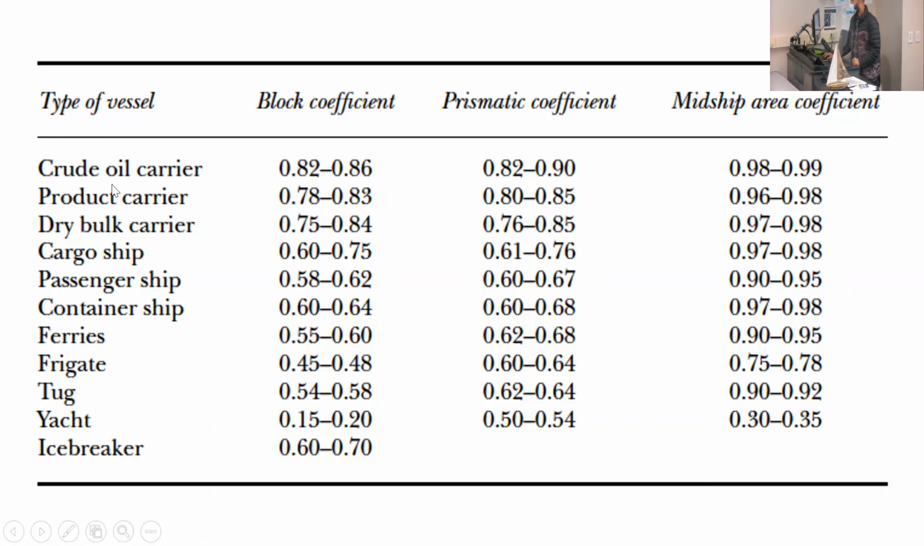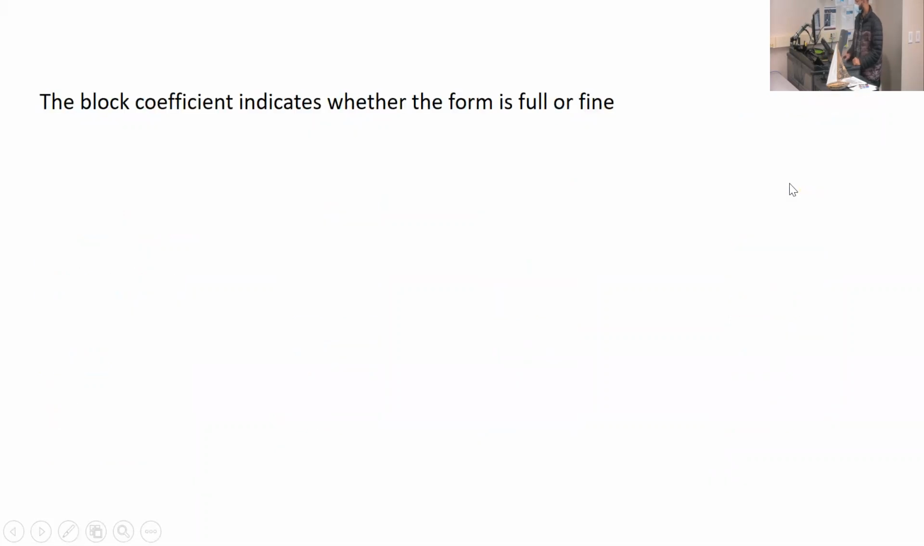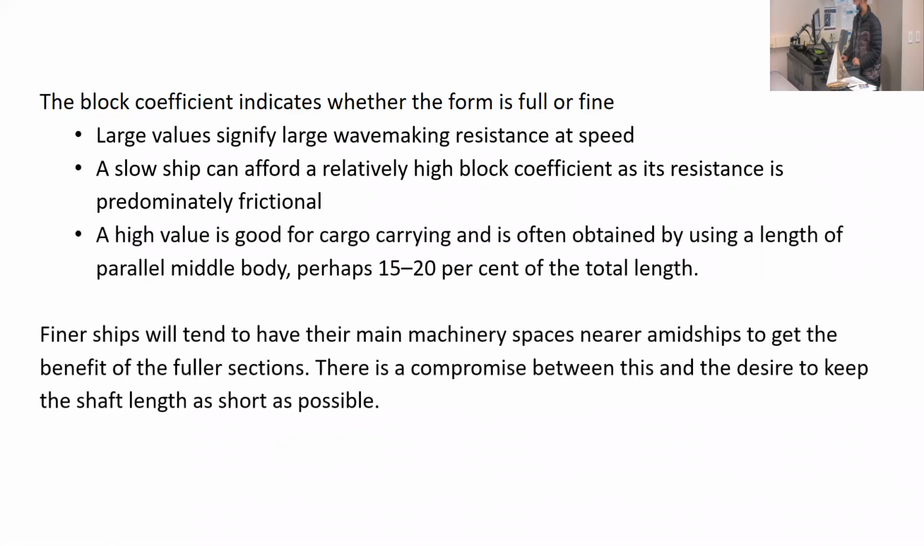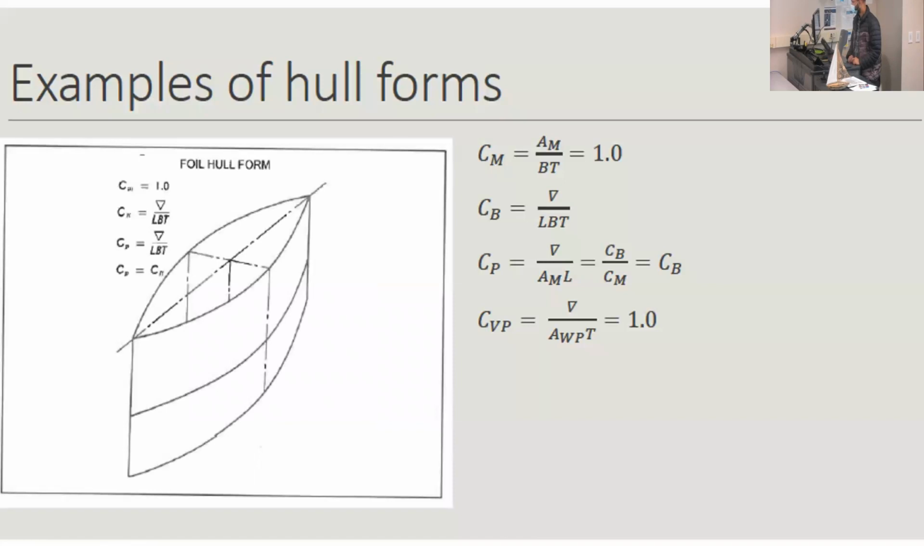On the other hand, if you have the oil tanker, everything is very blocky and chunky. Midship area coefficient, look at this, almost 100%. Okay, block coefficient indicates this, fine, fine, fine, okay. All right, so all of that we talked about. These are just some examples showing you the different values for the different coefficients.